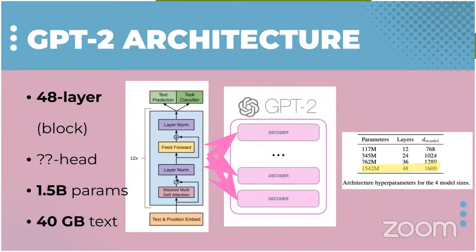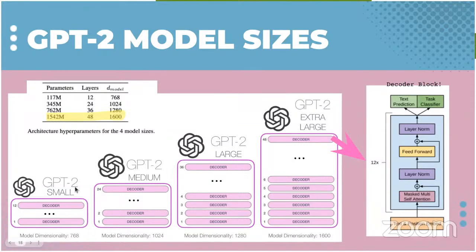So we see what I was saying, that this is one decoder, and there's another decoder, and there are 12 of them stacked on each other. And we see that it has up to 48 layers, and there are different sizes of that. So there is GPT-2 small, GPT-2 medium, GPT-2 large, and GPT-2 extra large.